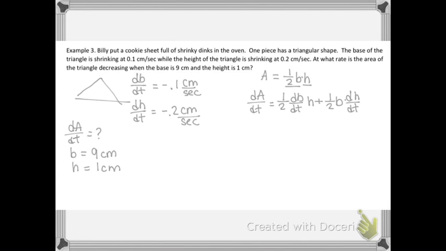Now let's see if we have everything we need to plug in. So we want to find dA/dt, that's our unknown. dB/dt is given, and H, and B, and dH/dt, yes. So everything we need to plug in is given. So our dA/dt comes out to be 1/2, and plugging in.